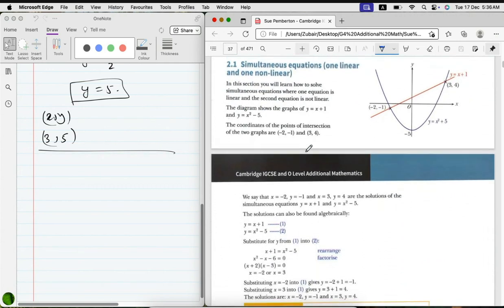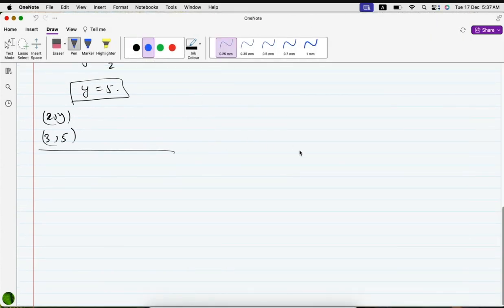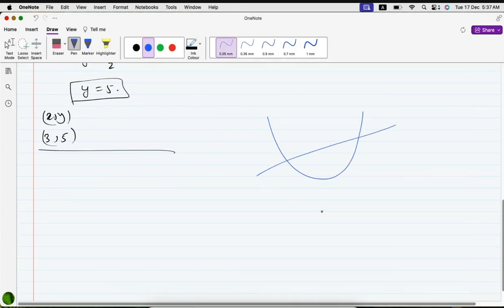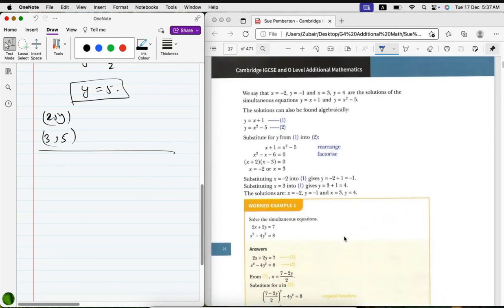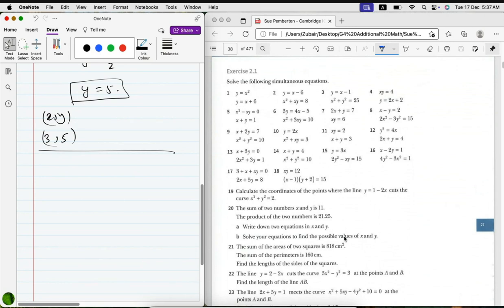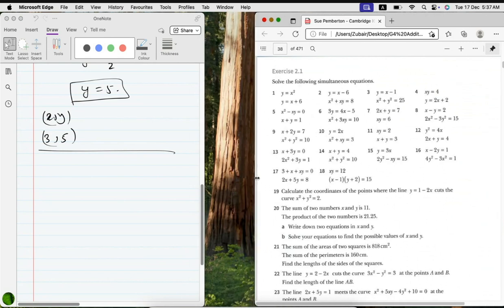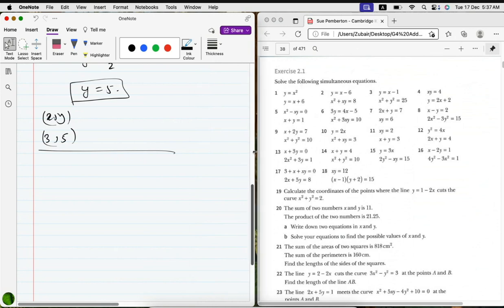Now, simultaneous equations where one is linear and the other is non-linear. We may have these cases: it may intersect at two different points, or it may be a tangent. So in that case, we'll get only one answer. And if it is not intersecting, we may get no solution, or we call it a negative answer under the root.